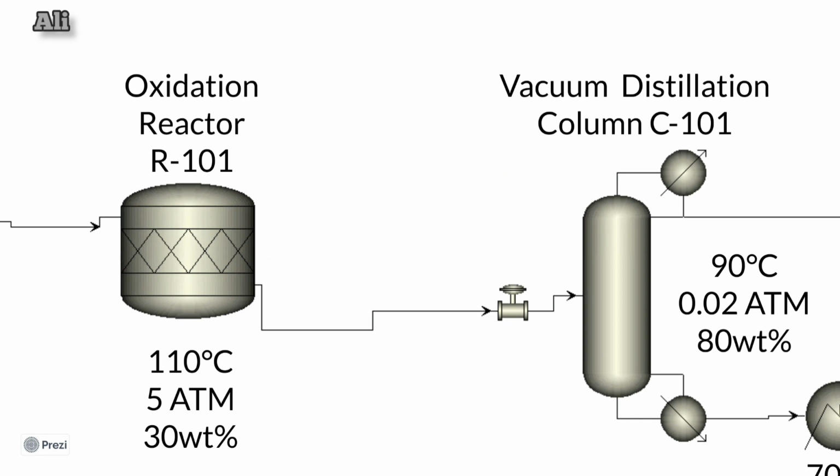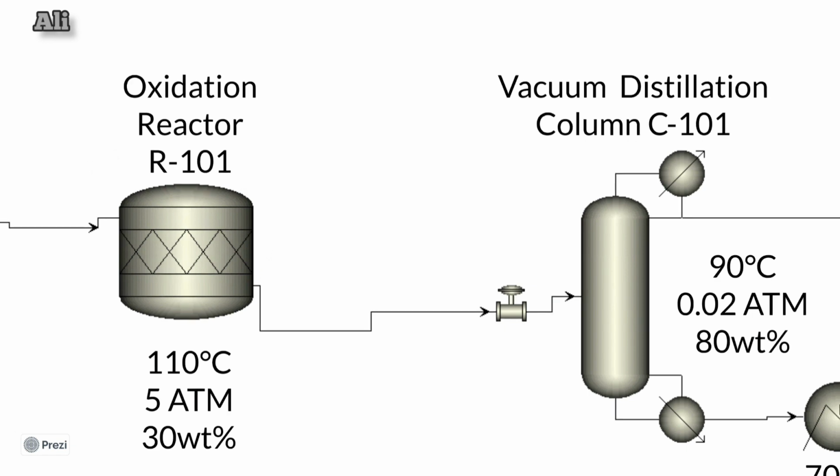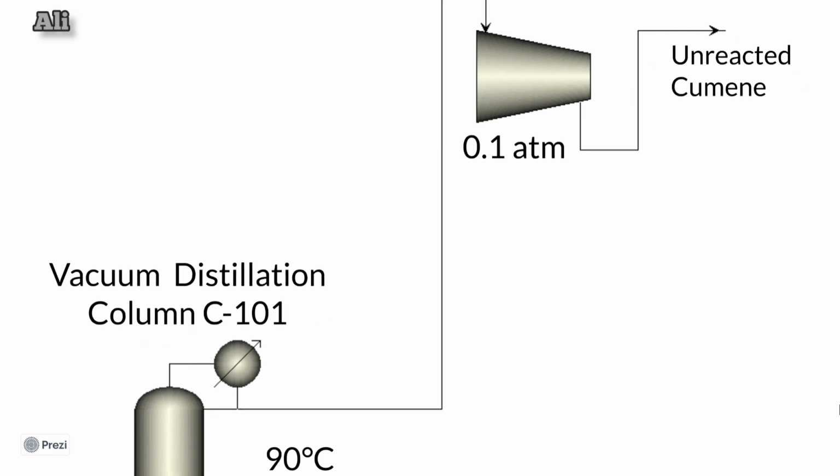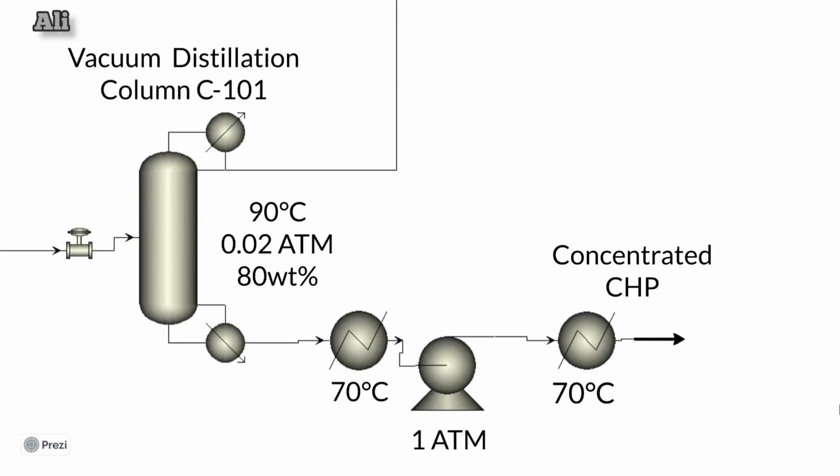An expansion valve is used to reduce the CHP effluent stream to a pressure of 0.02 atmospheres, and it is then fed to a vacuum distillation column operating at 90 degrees Celsius, where it is concentrated to approximately 80 weight %. The distillate stream consists of unreacted cumene that is compressed and sent for further processing before being recycled, whilst the concentrated CHP is cooled to a safer temperature of 70 degrees Celsius and pumped onto the next section.